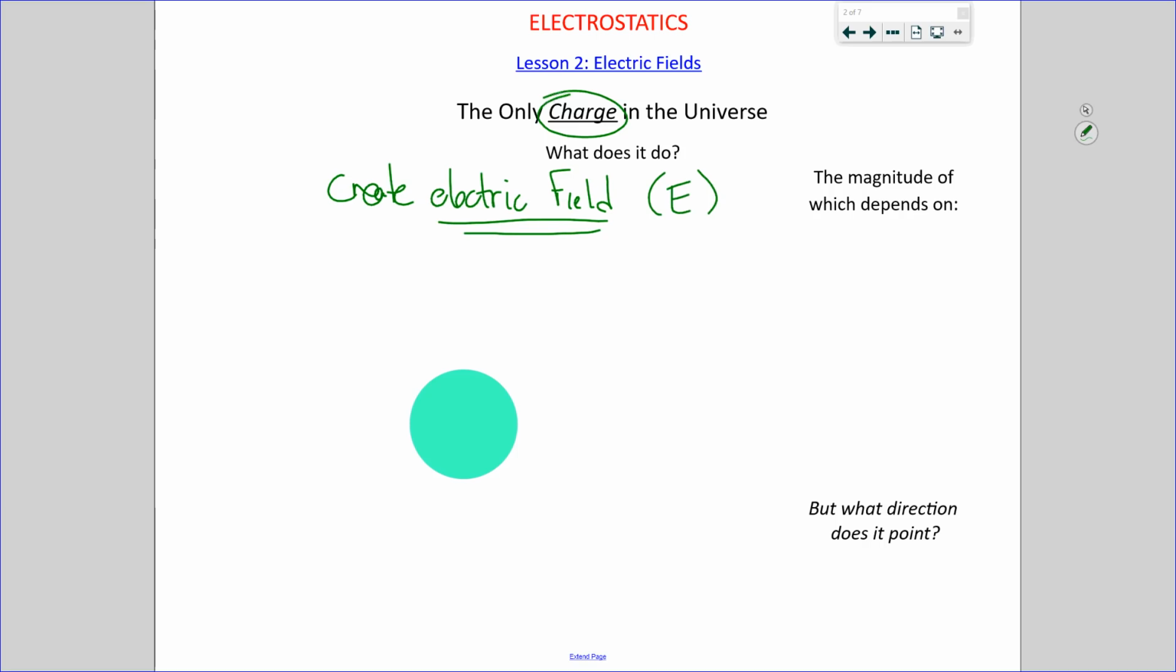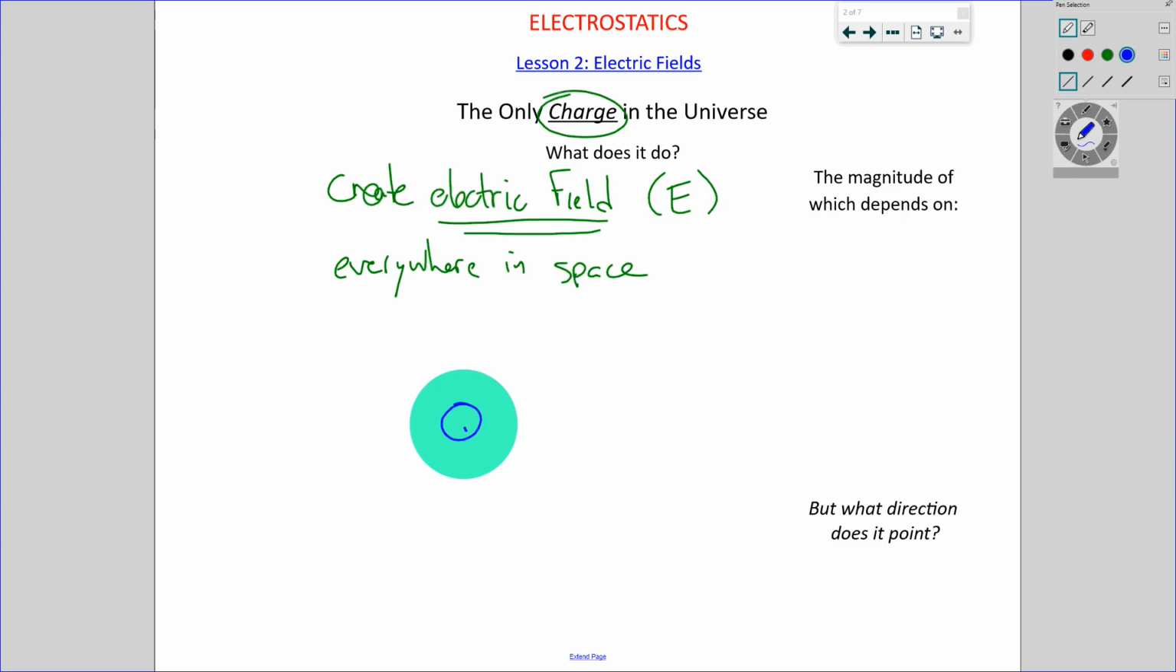We call that capital E everywhere in space around it also. It's not the same thing as a gravitational field, but they are somewhat analogous. And guess what? In order for this thing to create an electric field, it has to be a charge. It has to have a non-zero net charge.